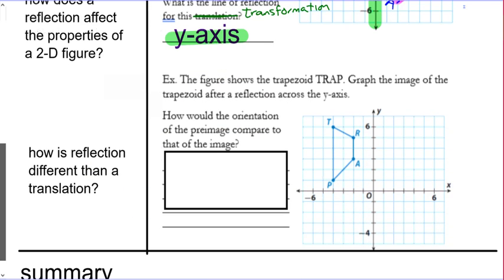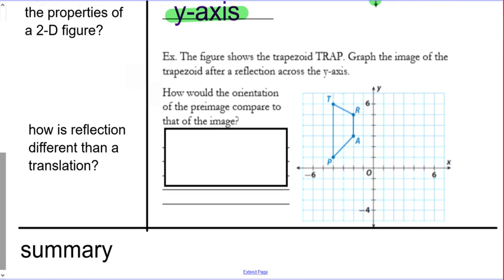All right, so let's go ahead and look at this figure here. The figure shows the trapezoid, TRAP. Graph the image of the trapezoid after reflection across the y-axis. So we are going to go ahead and cross the y-axis. That's what we need to go across, okay? So you see how I highlighted it? Doesn't hurt us to highlight it.